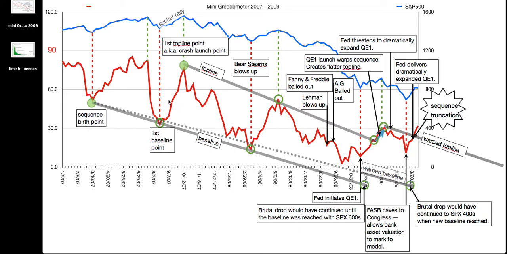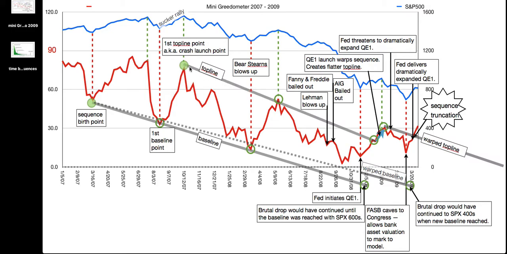Let's walk through it. How you use the system is you need to see the sequence birth point and the first baseline point, and then follow the SPX into a sucker rally, where basically the SPX retests its previous peak within, in this case, 1.5% on a weekly close basis, and look for the mini greedometer to run out of breath and then begin to roll over. When you have this set up, then at least I can, because I've seen enough of these, know what this is, and I know what this is, therefore I pretty much know what that's going to look like.